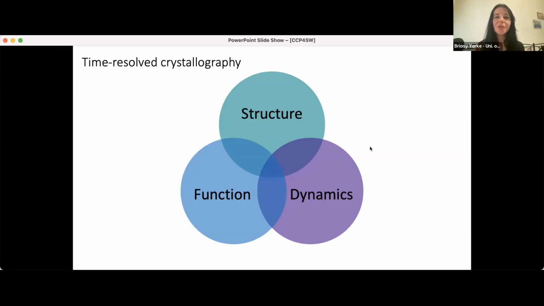But what time-resolved crystallography is really aiming to do is bring dynamics into the mix. And that can actually show us mechanisms as they happen. We can see changes in structure that are necessary to occur for an enzyme to be functional, for us to lower the activation barrier of a reaction and actually get from structure to function. We have to go via dynamics.